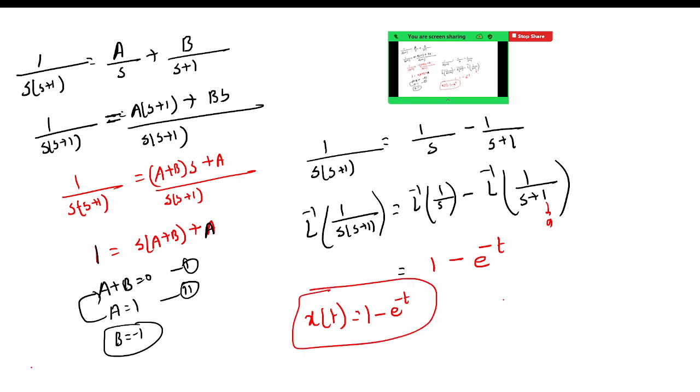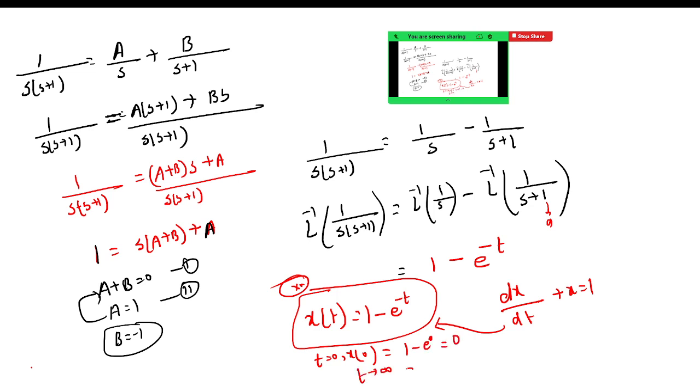So now you have got the solution of this differential equation dx/dt plus x equals 1 in this particular form, right? You have solved this differential equation very easily. Now if I ask you at t equals 0, what is the value of x(0)? This is 1 minus e to the power 0, which equals 0. At t equals infinity, x(t) equals what? 1 minus e to the power minus infinity, which equals 1.